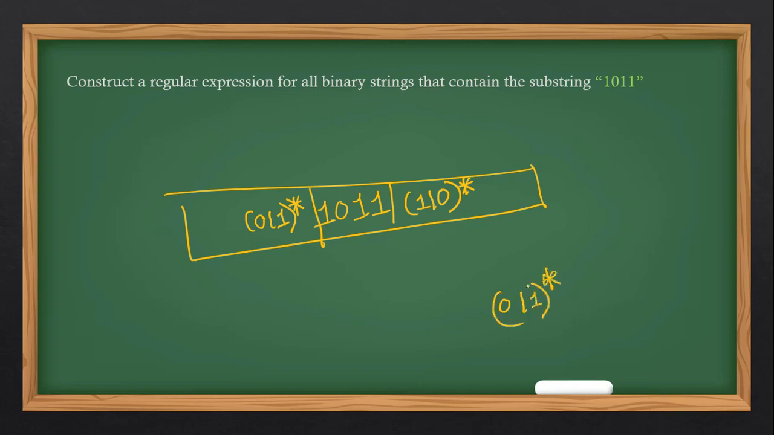Take that as many times as you want until you reach the first one of this substring. Then you get 1011, and then you can have as many 0 or 1 as you want. So any string that you can match with this pattern must have the substring 1011, otherwise that wouldn't match. And any string that has 1011 in it must match with this pattern. So the two conditions are satisfied, so this is our answer.